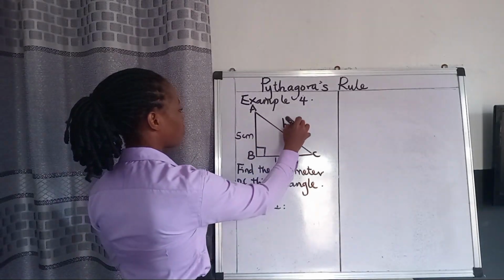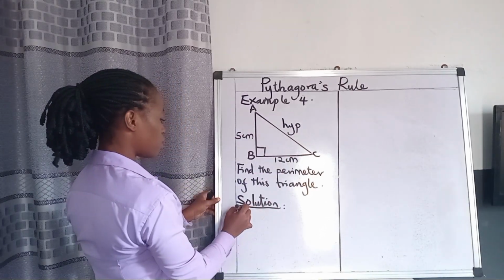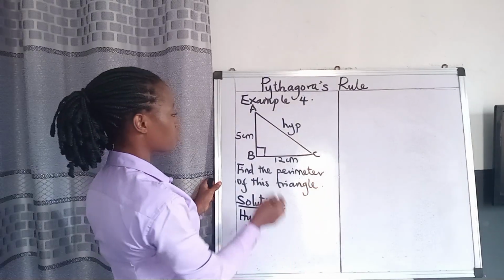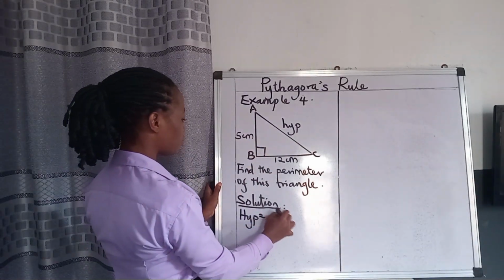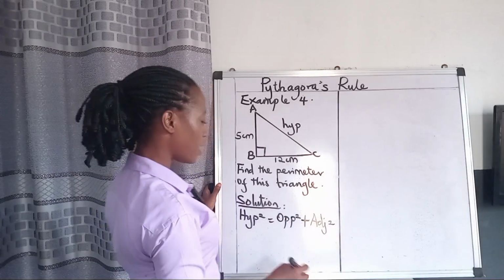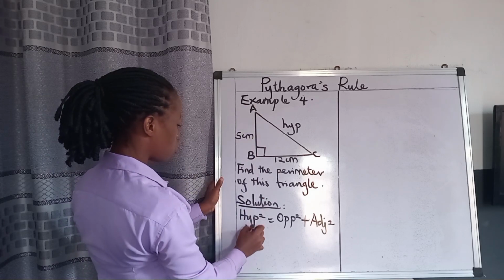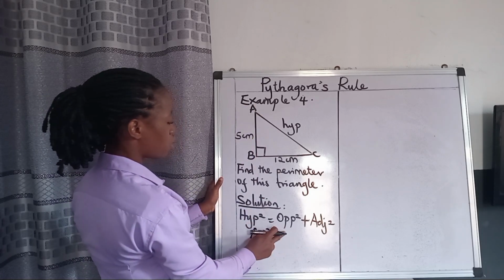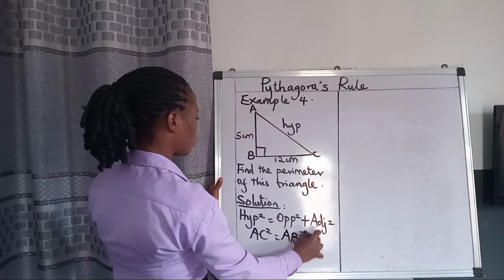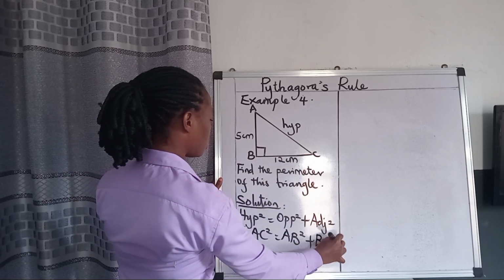Looking at here, this is the hypotenuse part of this right angle triangle. So we are looking for the hypotenuse. And hypotenuse squared according to Pythagoras rule is equal to opposite squared plus adjacent squared. So looking at this, the hypotenuse is length AC. So AC squared is equal to, opposite here is AB, so we're going to have AB squared plus the adjacent is BC, plus BC squared.